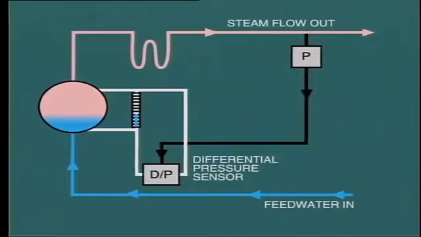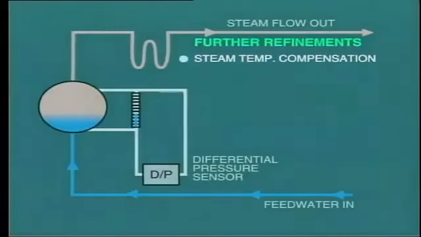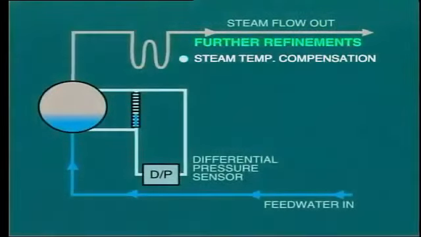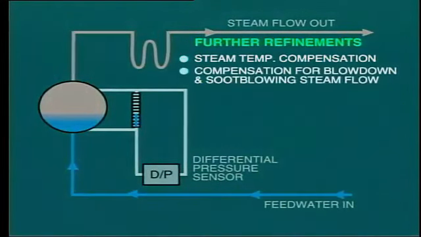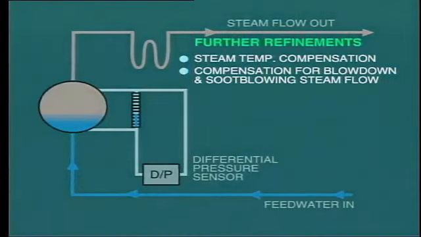Yet further refinements may be made to the water level control system, such as steam temperature compensation to provide more accurate measurement of steam flow, and compensation for blowdown and soot-blowing steam flow when comparing output steam flow to input feedwater flow. You must make sure to thoroughly learn the automatic control systems installed on your boilers.